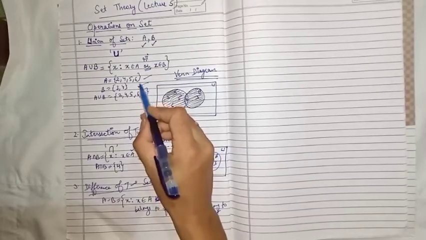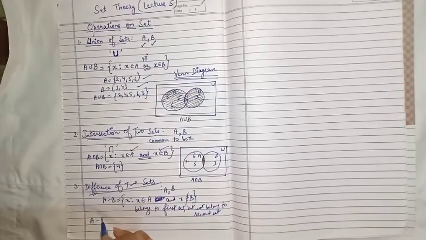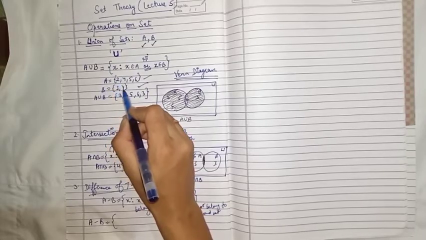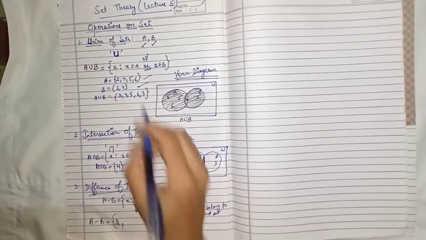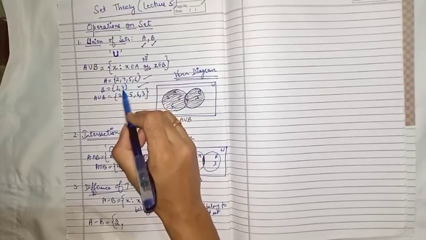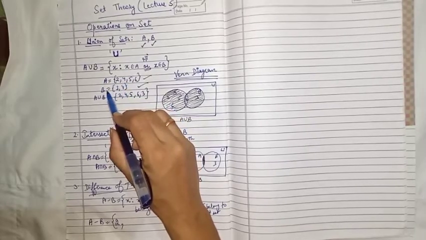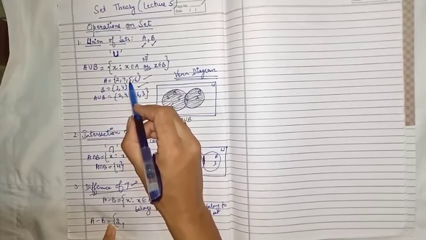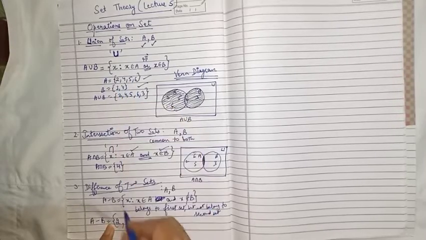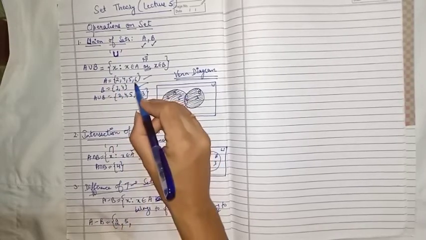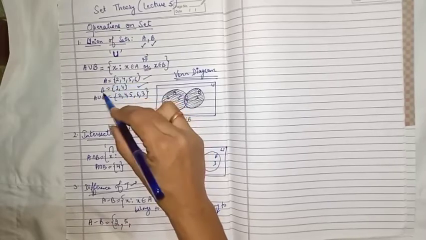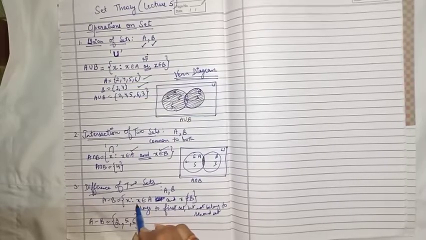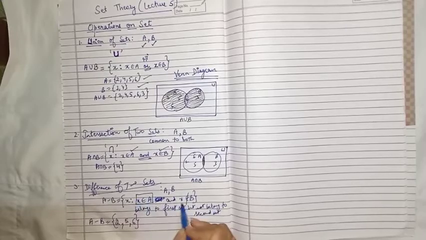For the same sets A and B, what will be my A minus B? 2 is present in set A but not present in set B, so I'll write 2. Now 4 is present in set A and it is also present in set B, so I will not write 4 in the difference A minus B. The next element is 5. 5 belongs to A, does not belong to B, so I'll write 5 here. The next element is 6. 6 belongs to A but does not belong to B, so I'll write 6 here. This is my A minus B. I'll write those elements which belong to the first set but not to the second set.